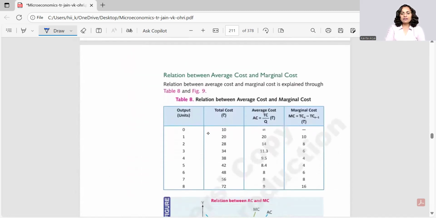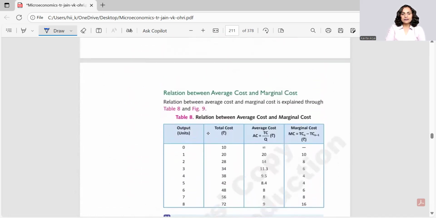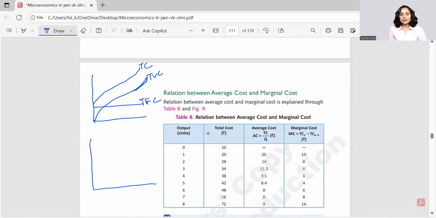So should we brief up once again? If we have to make the diagrams in a very fast manner, this is total fixed cost. This is total variable cost, right? And this is total cost. When we talk about averages, how do averages look like?